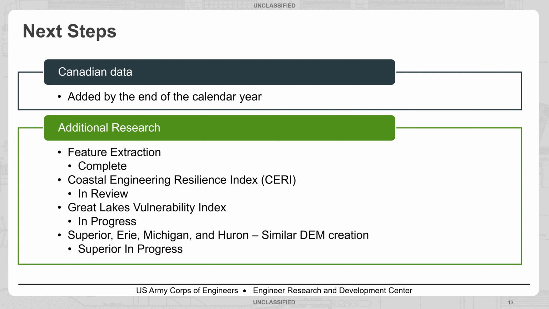Our next steps for this research include the Canadian data being added to specifically support the modeling requirements. We were not tasked with the feature extraction or sediment budgets on the Canadian side, but feature extraction on the United States side is complete. The Coastal Engineering Resilience Index results are in review. The Great Lakes Vulnerability Index is processing the data. This has a lot of applications. The rest of the Great Lakes will also go through this near seamless DEM process in collaboration with federal partners.